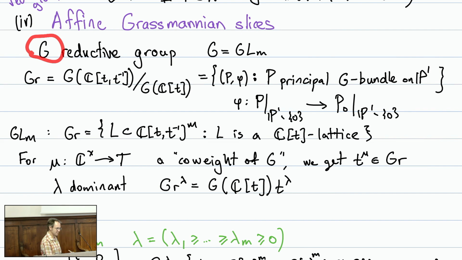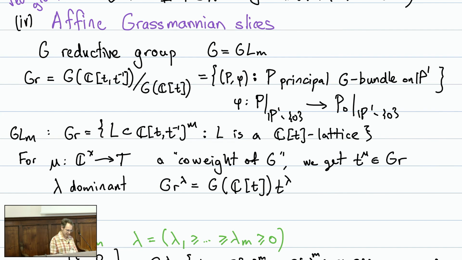This group G has nothing to do with the G in the previous section. Actually, it has something to do with it: it's going to be the group whose Dynkin diagram appeared in the previous section. So this G is some reductive group, probably not a product of GLs, maybe a single GL, maybe any other group that you like, related to the Dynkin diagram of the previous section. And we're interested in its affine Grassmannian.